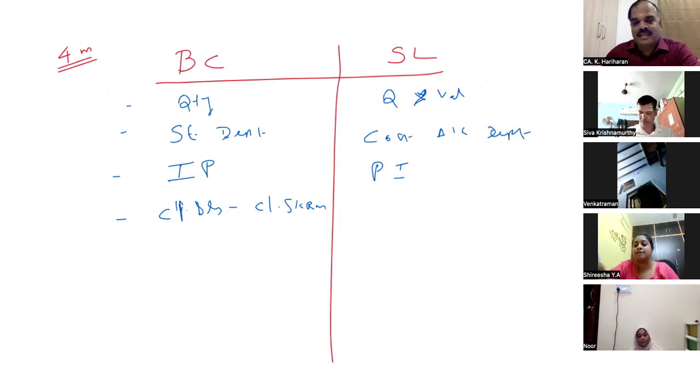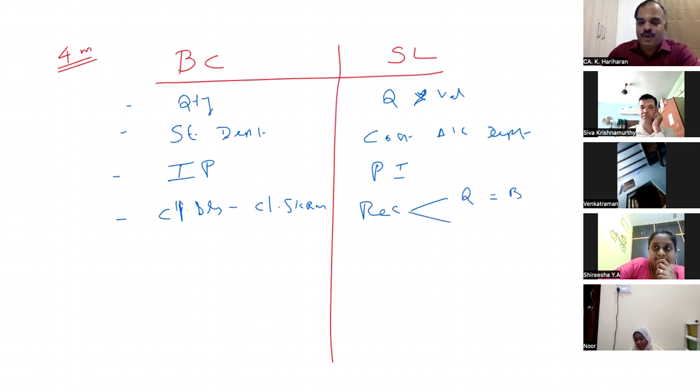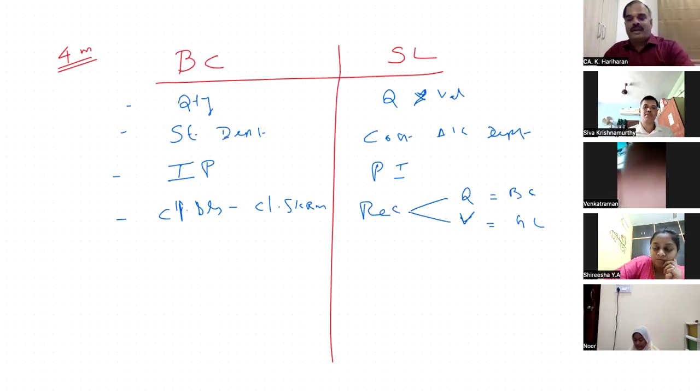Whereas in the stores ledger, the closing balance is for the purpose of reconciliation. What reconciliation? Quantity we have to reconcile with the bin card, whereas value we have to reconcile with the general ledger. So we have to do the reconciliation, to check that everything is there properly or not. Because the stores ledger is a combination of quantity and value, quantity we reconcile with the bin card, and value we reconcile with the general ledger. Are you with me? All of you?